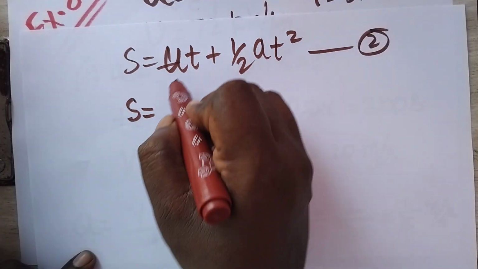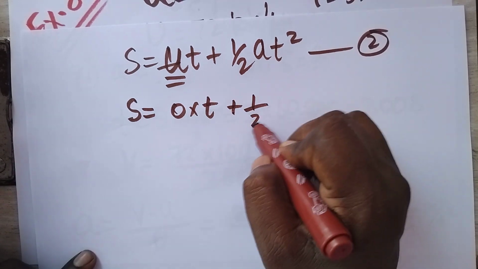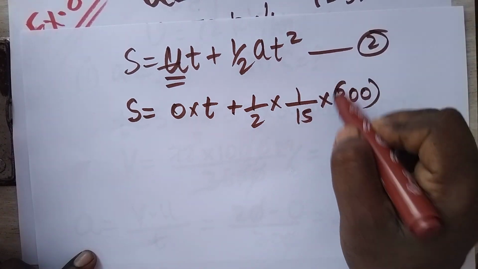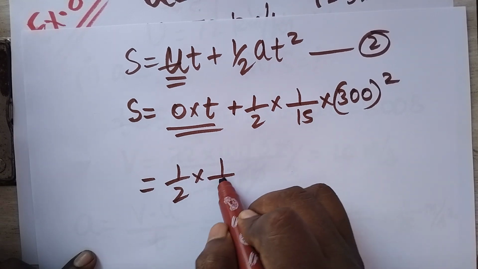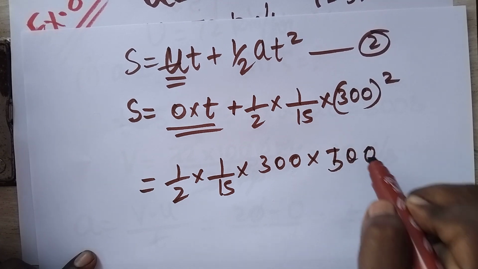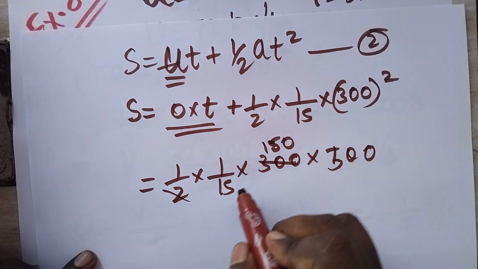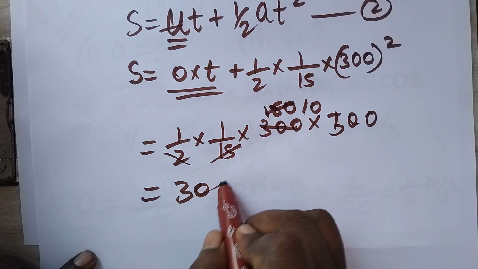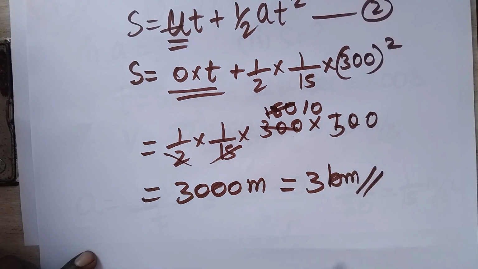So S is equal to U, which is 0, times T, we don't know, plus half of A, which is 1 by 15, times T, which is 300, 300 whole square you can write. 0 into anything is 0. So half into 1 by 15 into 300 into 300. 2 divided by 300 is 150. So 15 and 150 get cancelled, 10. So we'll get 3000 meter as the distance. That's going to be 3 kilometer as the distance.